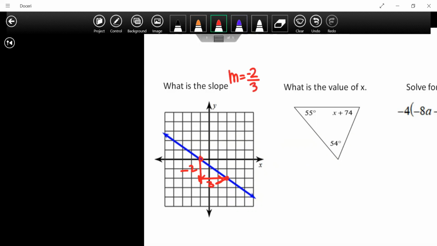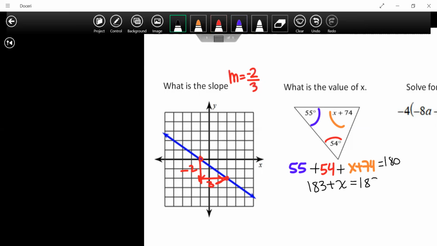The sum of a triangle adds up to 180. So I'm going to add up all my angles here, 55, plus my other angle, which is 54, plus my other angle right here, x plus 74, and set that equal to 180. Adding these up, we're going to get 183, yes? Subtracting out 183, we're going to get negative 3. Okay, we should get that as an answer.